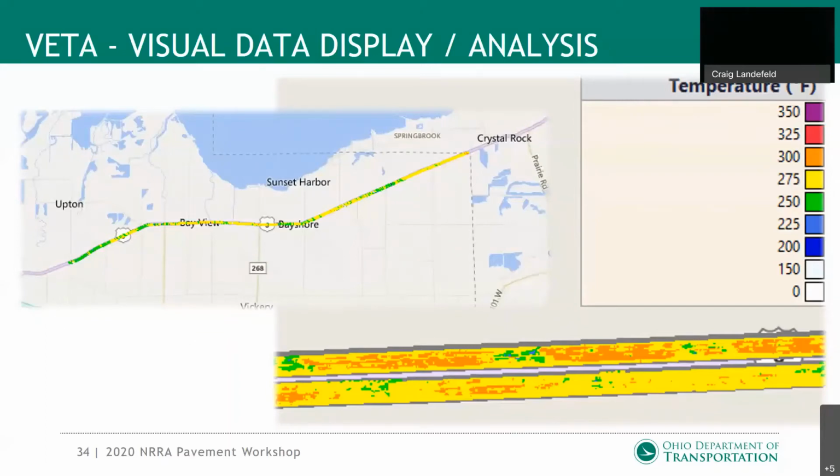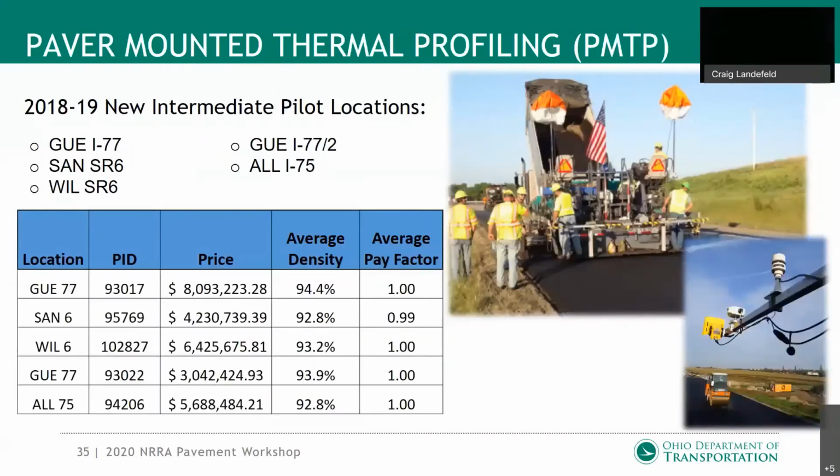So all that started to center around a project where we were looking at implementing a new intermediate course in Ohio. We didn't have a 12.5 millimeter intermediate, and we utilized a 19 millimeter that, in my opinion, was a little bit too thin as far as the thickness that we would allow. It didn't meet some of the nominal maximum aggregate size to lift thickness ratios that you'd like to see. And we had some problems with it in the field from a segregation and laydown perspective.